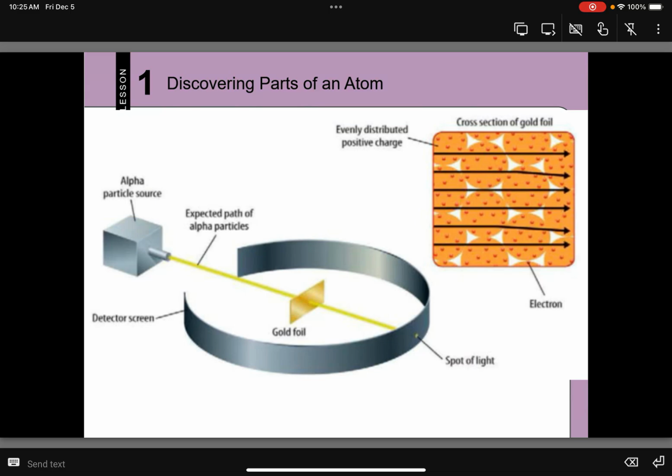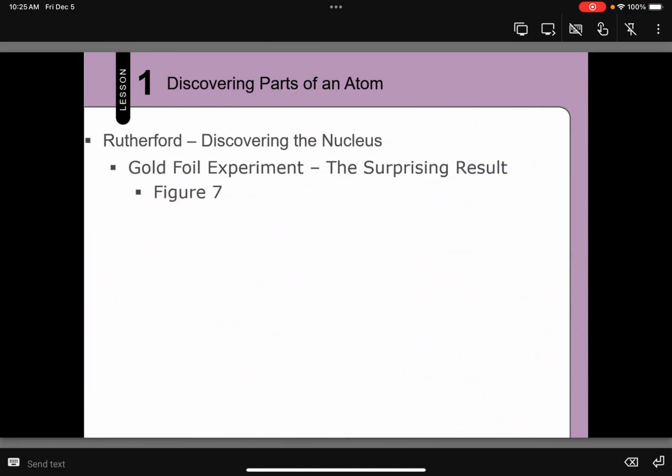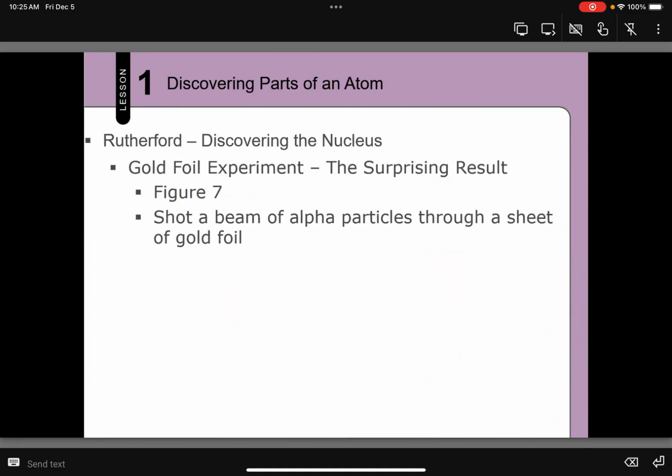Anyways, it detects those alpha particles. So this screen here, if these alpha particles hit it, it would make a mark on that screen. And this is what they were expecting: just one single spot on the film when they got done with it. Okay? So, he shot a beam of alpha particles through a sheet of gold.